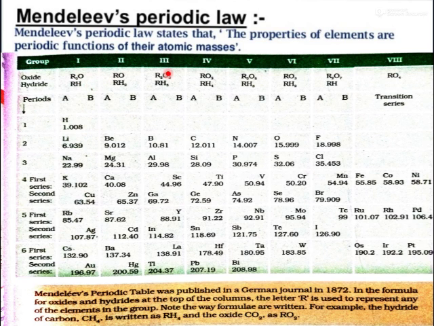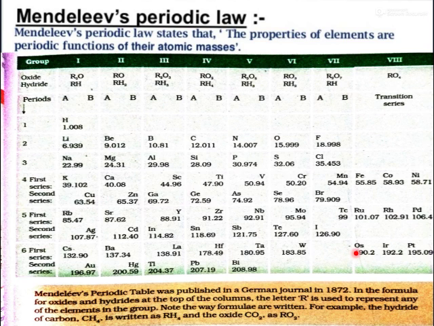So in each and every group, the formula is written where R means either the element with oxygen or the element with hydrogen, where R means the element present in that group. So like that, he arranged all the elements.